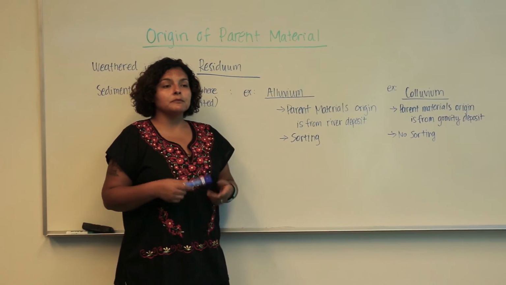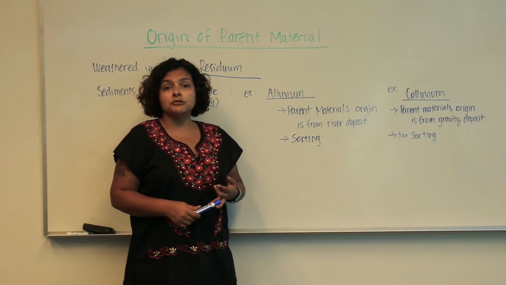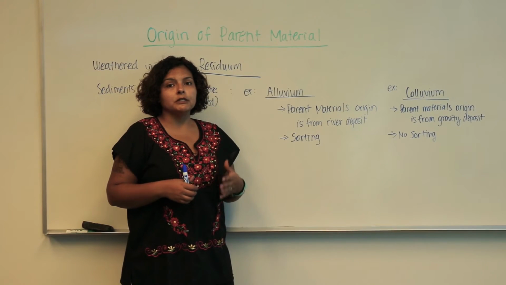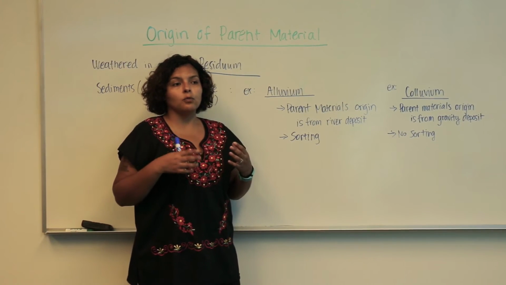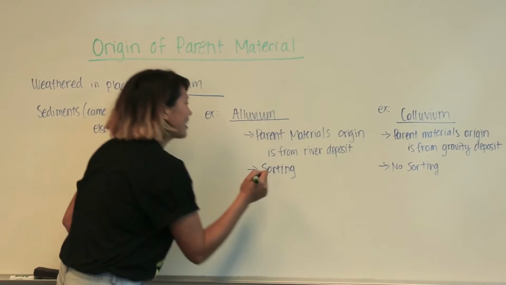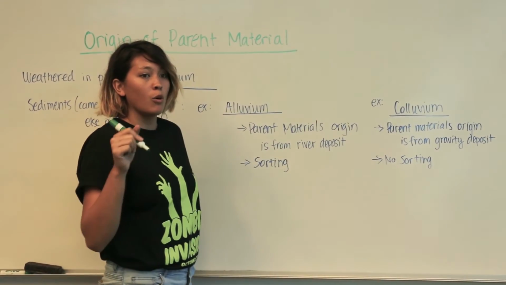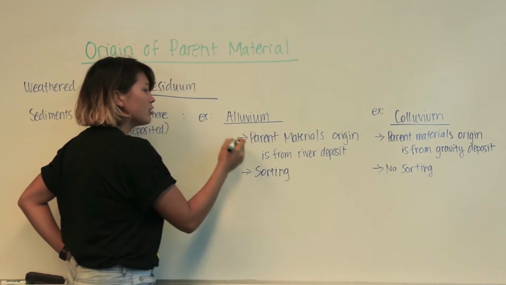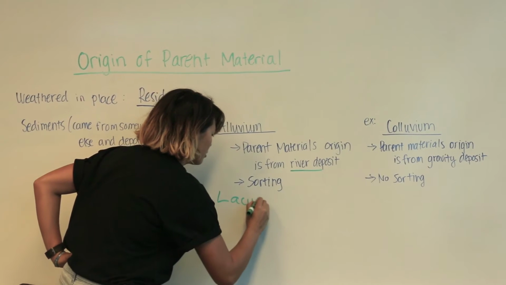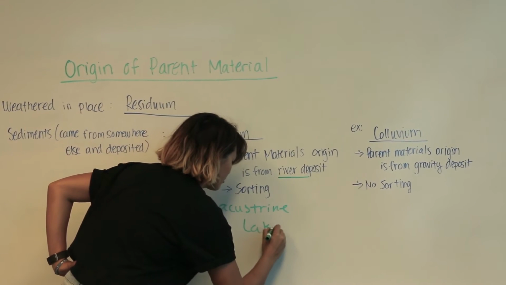There's also other types. There's marine deposited. There are lacustrine deposits where it's lake sediments. You really want to go through each of these and really distinguish what gives you an idea of what the parent material's origin is. Okay, so the difference between alluvium and lacustrine, they're both water sediments. Alluvium is a river deposit, whereas lacustrine is a lake.